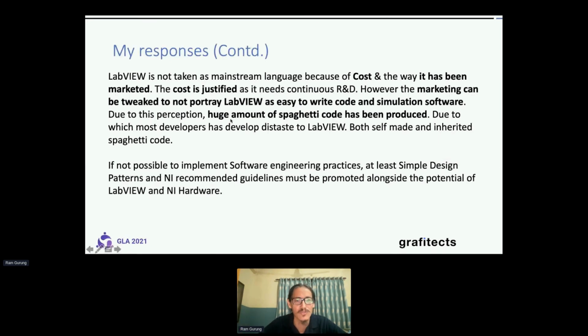Because of this perception, a huge amount of spurious code has been produced, and that is where people develop this distaste, due to both self-made as well as inherited code. So if possible, we need to integrate at least simple design patterns or NI recommended guidelines. Even if they do not want to integrate these, or are not going to implement Uncle Bob's SOLID principles, at least they can implement simple design patterns and recommended guidelines. Because most of the time we get rescue projects where we have to go and do all the digging, and it's such a pain, and it makes me cry.